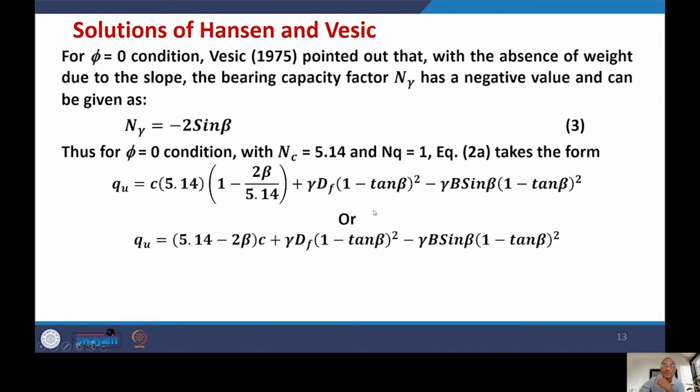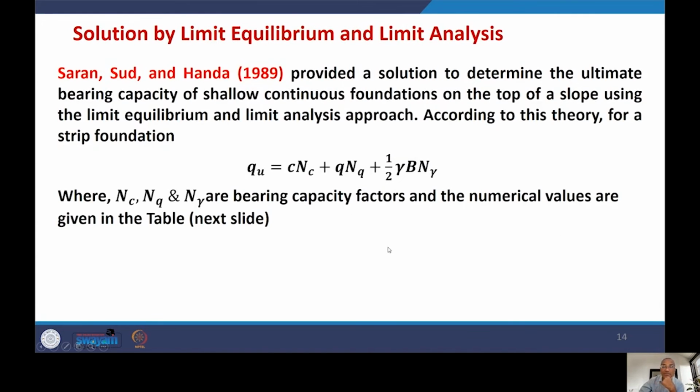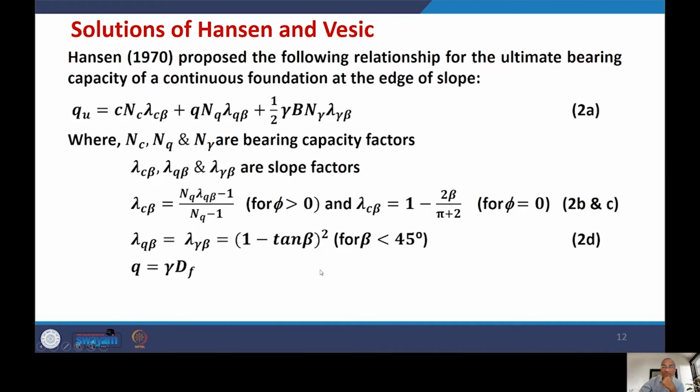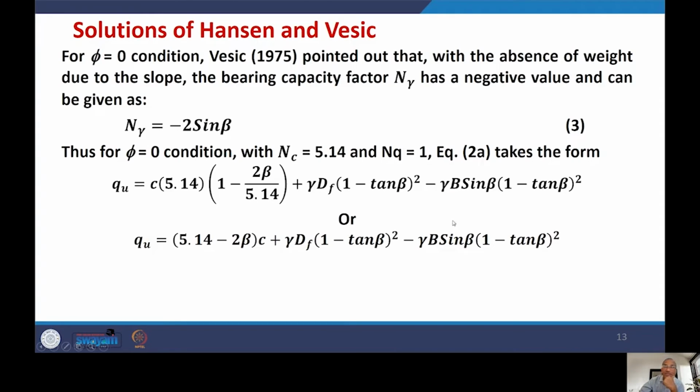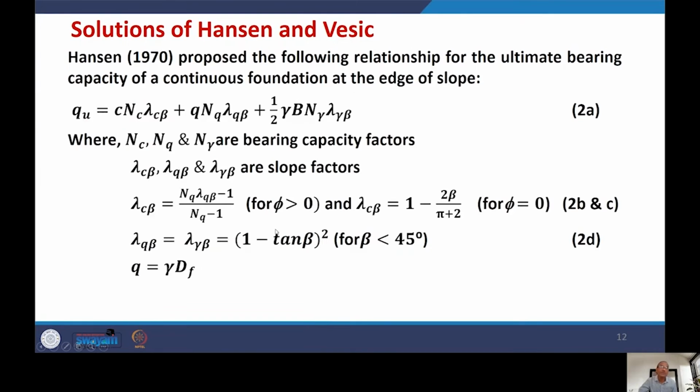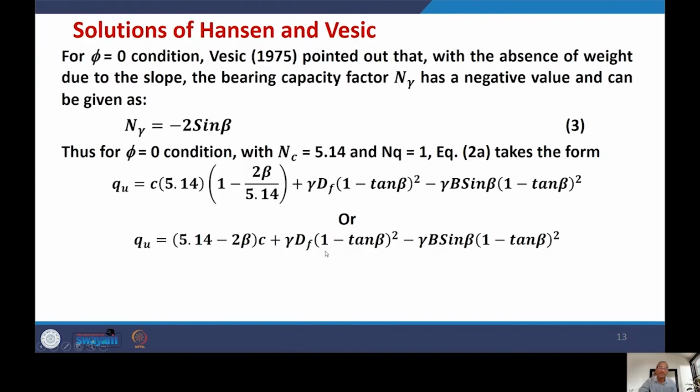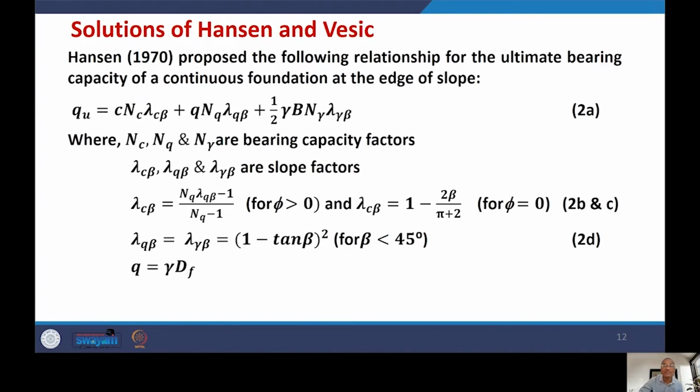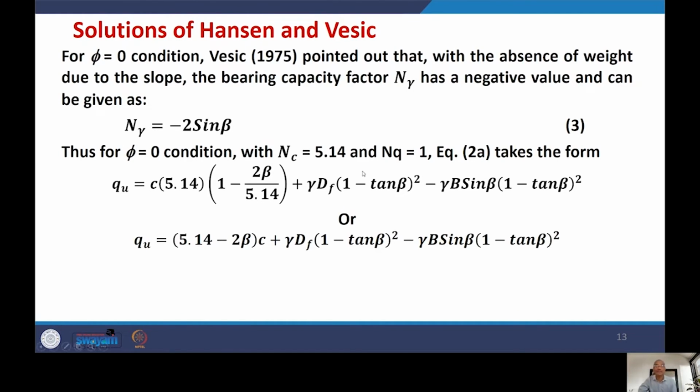Because the Nq value has been substituted from here. What is Nq here? 1. N gamma is minus 2 sine beta, times gamma Df. All right. So you have q equal to gamma Df as mentioned earlier, and lambda q beta is put as 1 minus tan beta squared. Yes, Nq has been put as 1. Nc is 5.14, and it is given here.